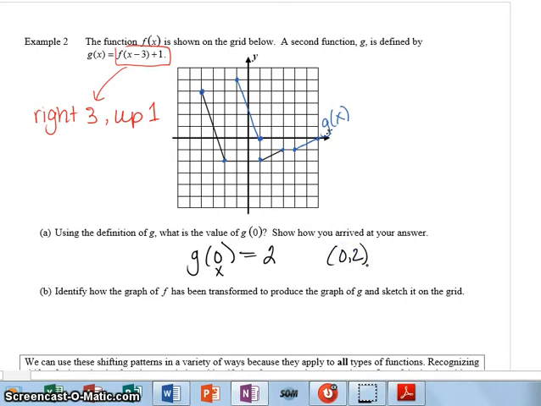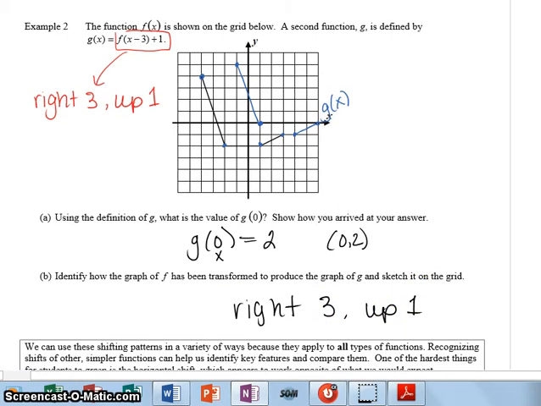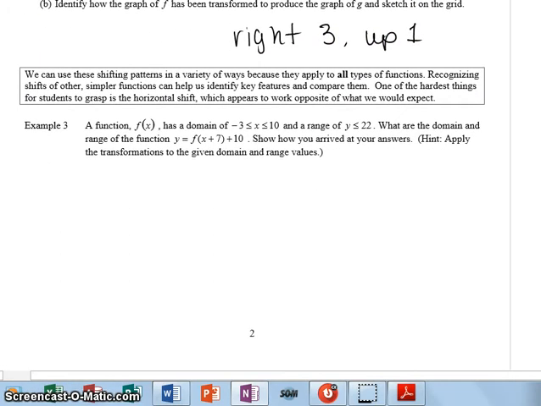Identify how the graph of f has been transformed to produce the graph of g and sketch it on the grid. Well, I kind of jumped a step there. We moved right 3, up 1. We can use these shifting patterns in a variety of ways because they apply to all types of functions. Recognizing shifts of other simpler functions can help us identify key features and compare them. One of the hardest things for students to grasp is the horizontal shift, which appears to work opposite. So remember, the shift on the x is opposite of what we would expect.